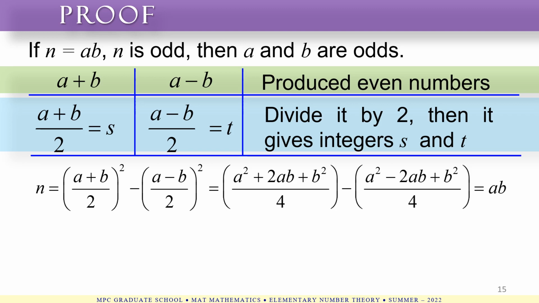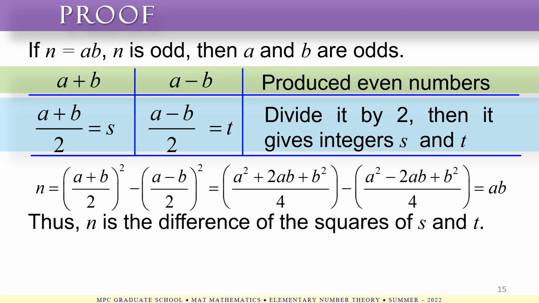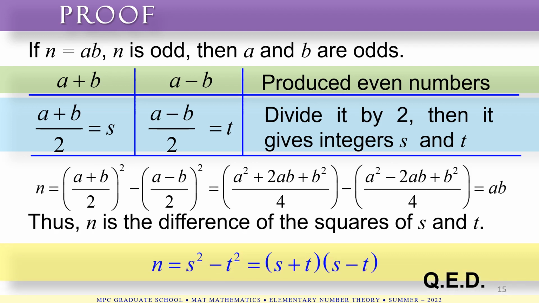Now simplifying, we will have positive 4ab divided by 4. We will proceed to the result of the product of a and b. Thus, n is the difference of the squares of s and t. By substituting the integers s and t to the formula, n will be equal to s squared minus t squared, or by factoring, it will be the sum of s and t multiplied by the difference of s and t. End of proof.